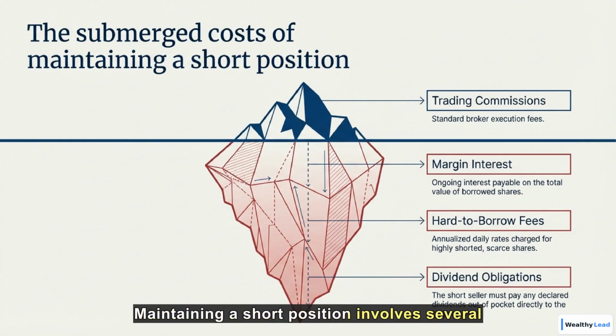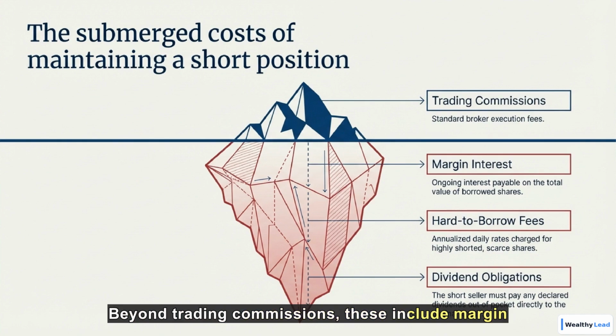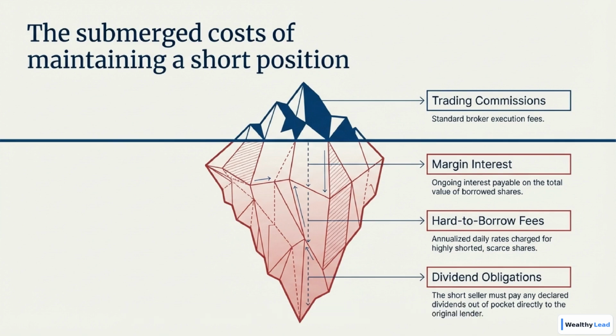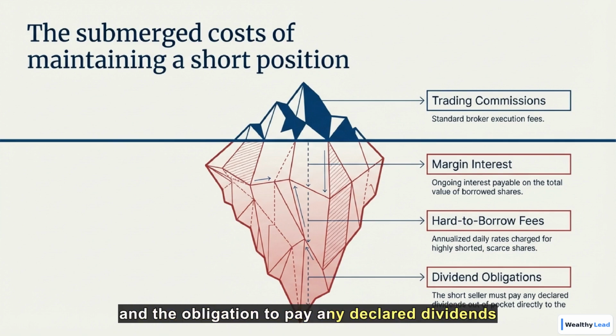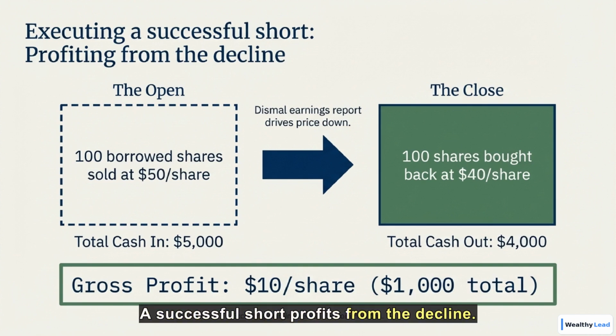Maintaining a short position involves several submerged costs. Beyond trading commissions, these include margin interest, hard-to-borrow fees for scarce shares, and the obligation to pay any declared dividends to the original lender. A successful short profits from the decline.